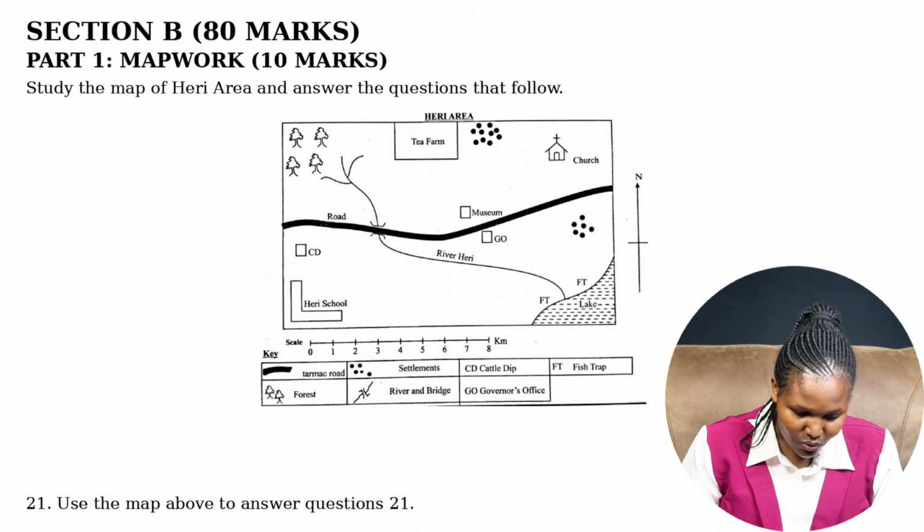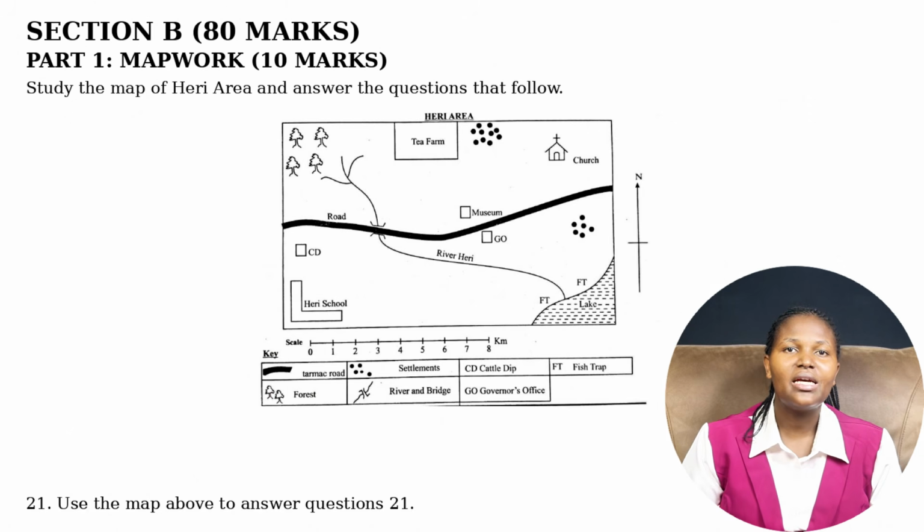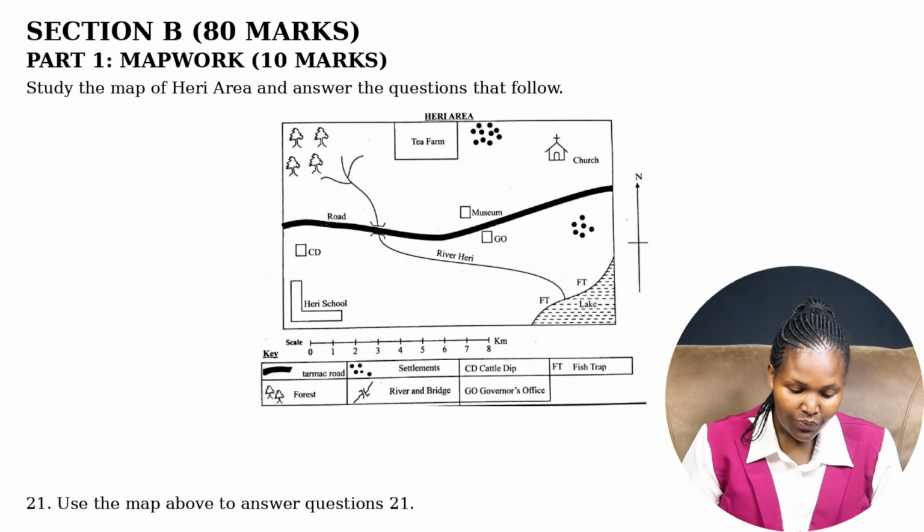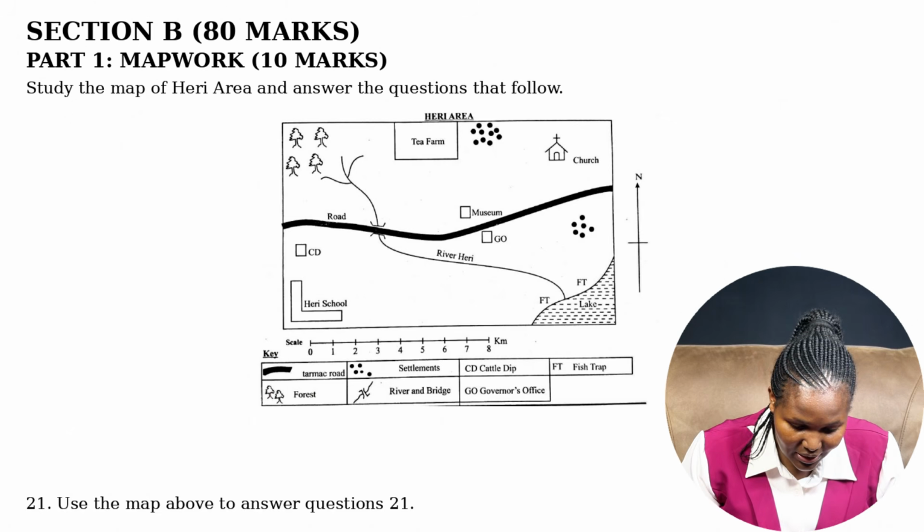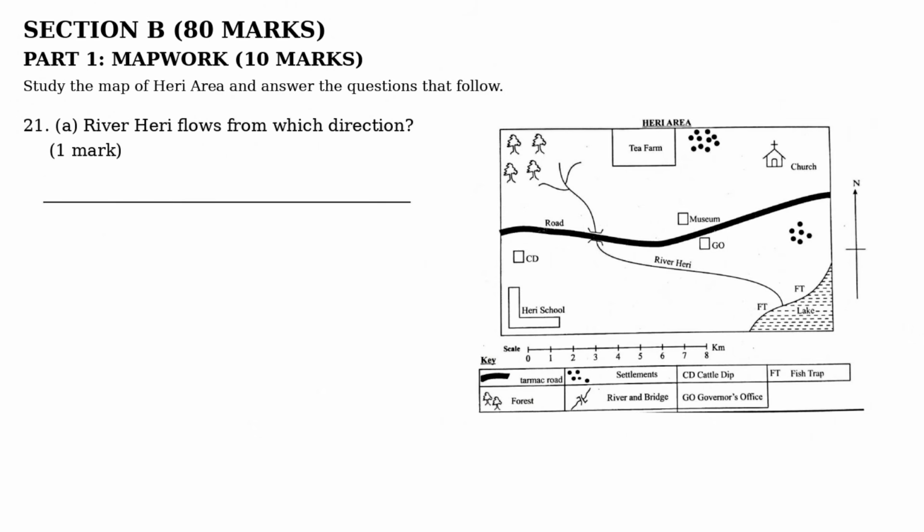One of the things you should know is that it is very important to study that map very carefully, so that by the time you go to the questions, you already know what the map contains. And you can see how it looks. I see a church, a museum, we have a river, we have a tea farm, we have a road across that map, we have a school, we have trees, great vegetation there, and we have our scale, we have our key.